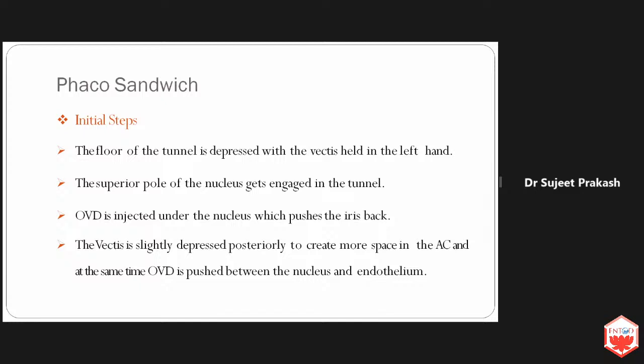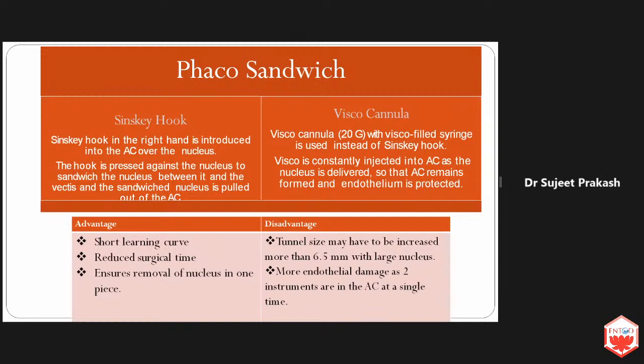Then the vectis is slightly depressed posteriorly to create more space in the anterior chamber, and at the same time OVD is pushed between the nucleus and the endothelium. From here, the second instrument can be either a Sinsky hook or the visco cannula. In the Sinsky hook method, the Sinsky hook is taken in the right hand and introduced into the AC over the nucleus. The hook is pressed against the nucleus to sandwich the nucleus between it and the vectis, and the sandwiched nucleus is pulled out of the anterior chamber.